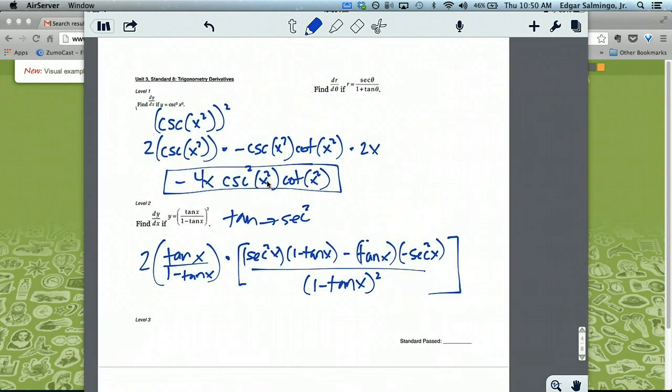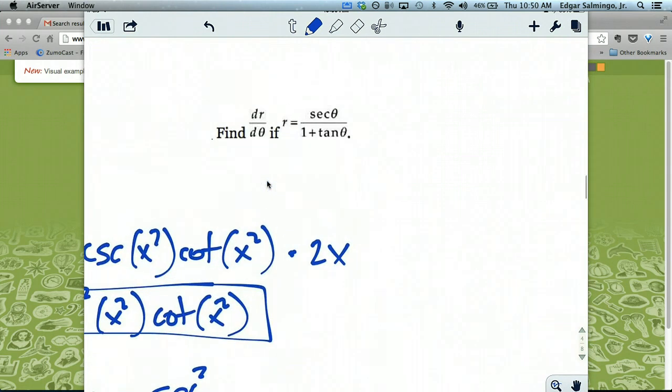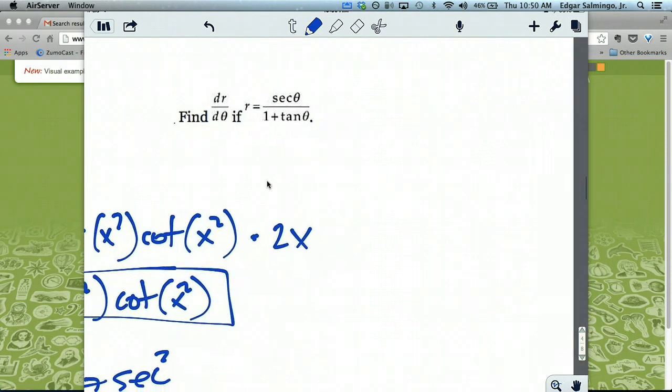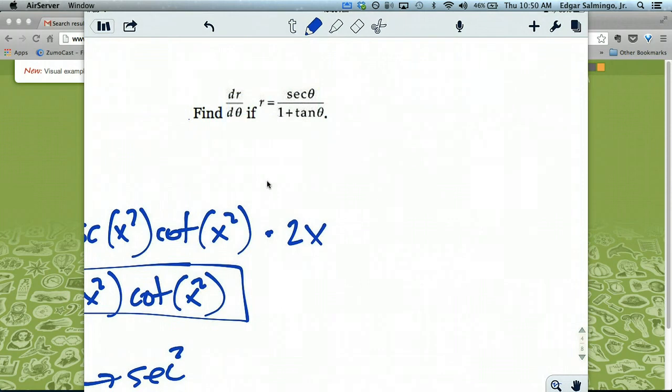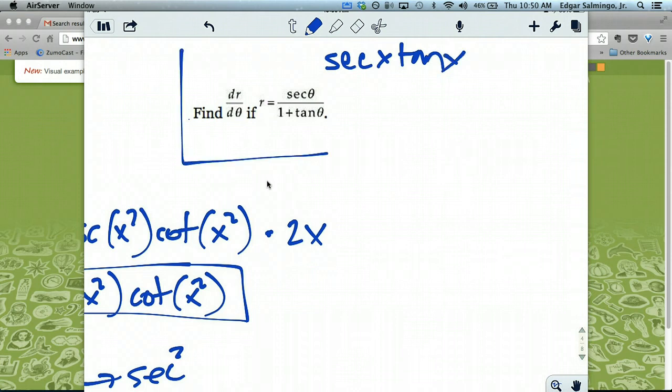And just so you see more practice, here's level 3. Okay, let me just move over to the side here. I've got tangents. Again, we already know what the derivative of tangent is. It's secant squared. The derivative of secant, if you may not know, is secant tangent. Okay, so the derivative of secant is secant tangent. This is all just a quotient rule. There's no chain rule. It's just straight quotient rule.